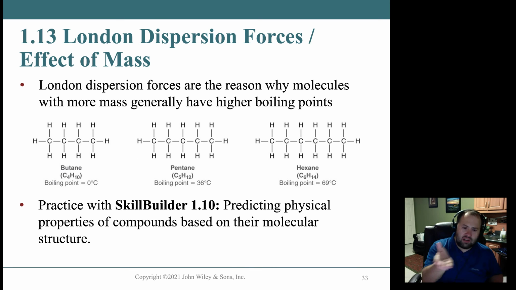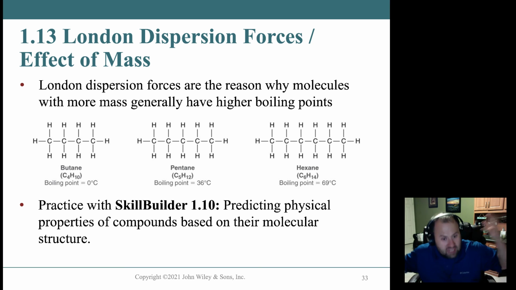What we see here is you look at butane versus pentane versus hexane, we're seeing that as you get to larger and larger molecules, even though they're all nonpolar, you're starting to see a much higher boiling point for hexane versus butane. And the reason for that is that the more mass a molecule has, once again, generally speaking, the larger it is, thus it has more possibilities for those momentary induced dipole attractions to form.